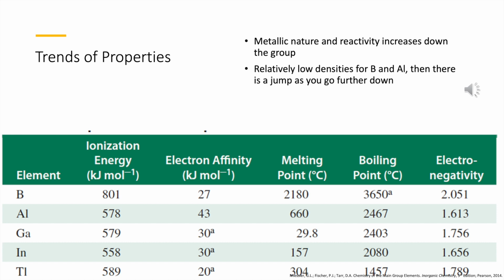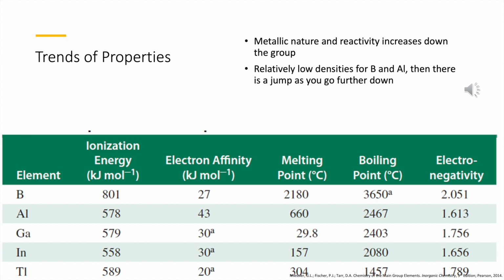The melting points generally decrease moving down the group from boron to gallium, but then there is an increase as you continue to move down the group from gallium to thallium. Contrary to the melting points, the boiling points follow a trend where they all decrease as you move down the group from boron down to thallium.